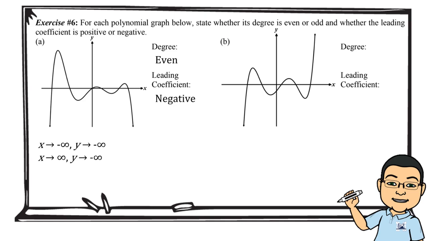In part B, we can tell that because the end behavior is mismatched, the degree is odd. But because x does what y does, the leading coefficient must be positive. As x approaches negative infinity, so does y. As x approaches positive infinity, so does y.